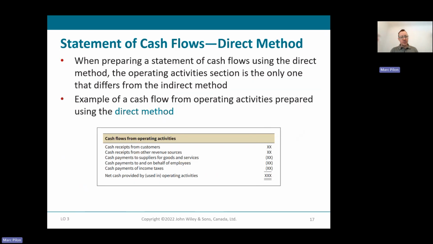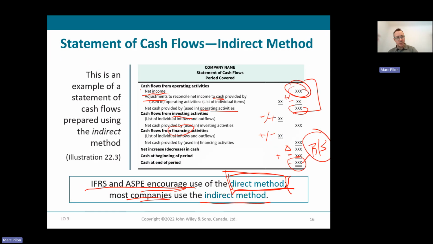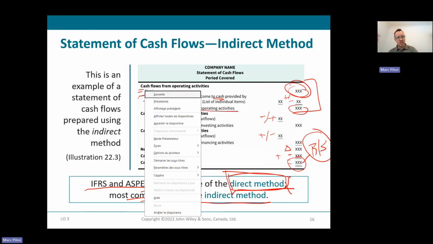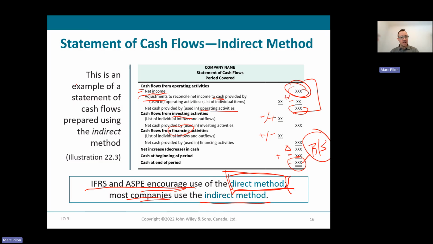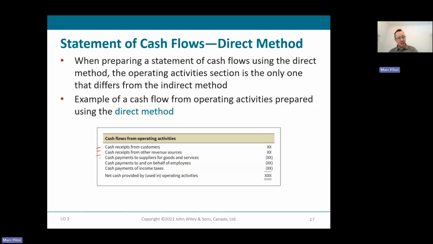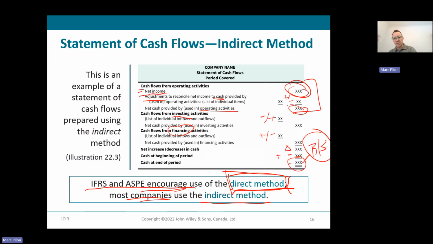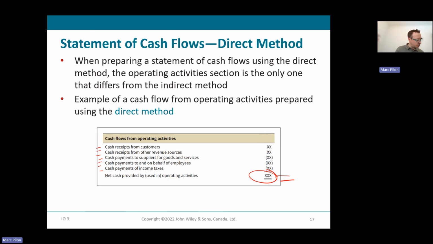So the direct method: whereas here I would start with net income and I would have a few adjustments for non-cash, under the direct method, I have cash receipts, cash payments, and I finish with the same amount, right? The same amount here would be the same amount here under the indirect method. So it's just a presentation that differs, but the total is the same.